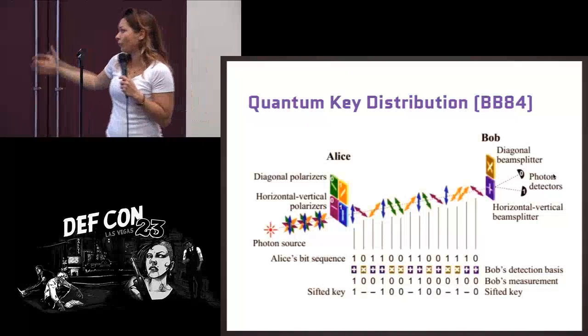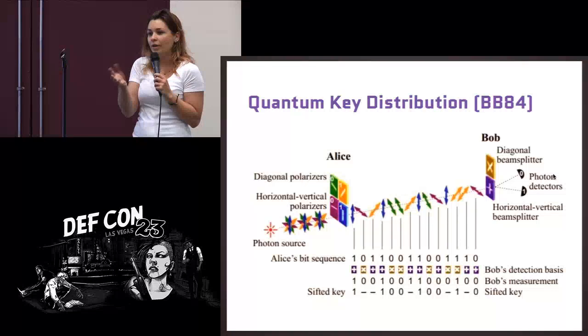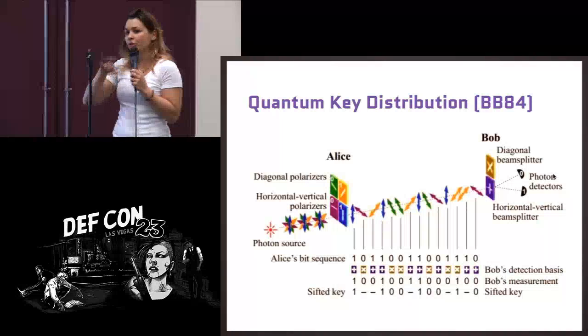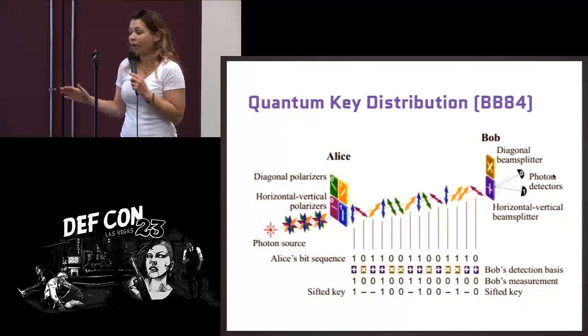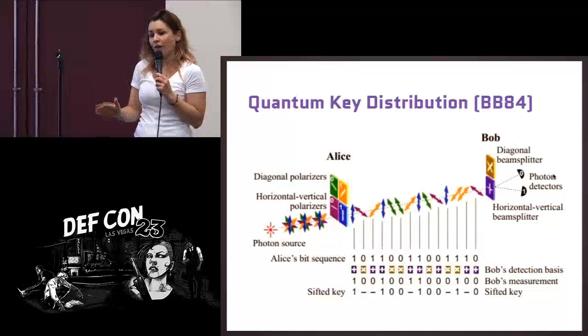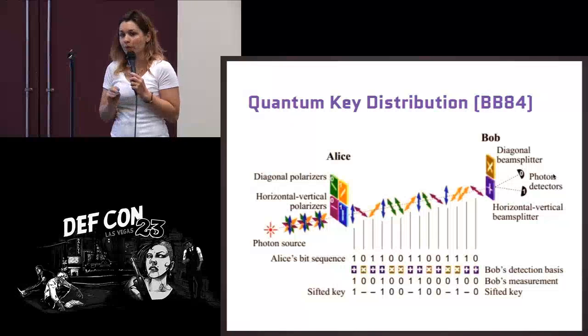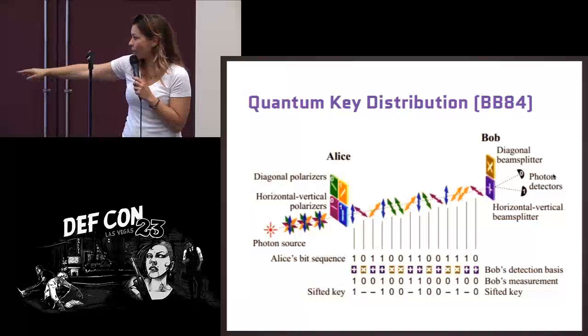After Bob measures all the photons that Alice sent, they're probably going to agree on 50% of the photons, right? Because half of the time Bob is just not going to use the right base. But this is all right. This is good. It means that half of the time they have exactly the same key, and they know that because they know which base they measured. So they can just discard the other ones, and they have a key.